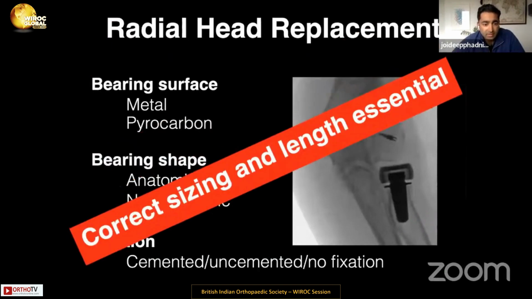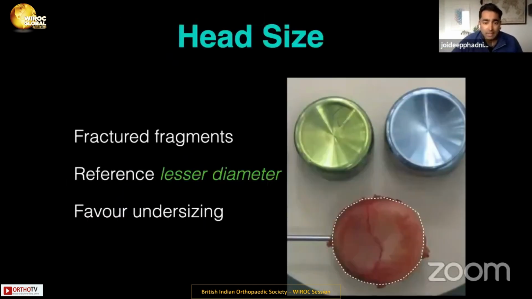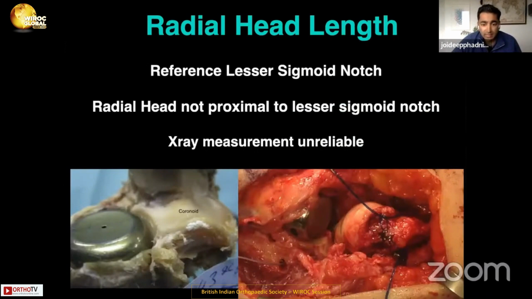And just to emphasize, the critical point of radial head replacement is correct sizing and length. To get the head size, the way to do this is to use the lesser diameter of the radial head. Remember, the radial head is not round, it's an oval shaped structure, and you want to use the lesser diameter of it in order to prevent overstuffing. Length is the other important point, and I've found the best way to reference intraoperatively is the lesser sigmoid notch, which we can see here. The radial head shouldn't be proud of this, as I found X-ray measurement to be unreliable.